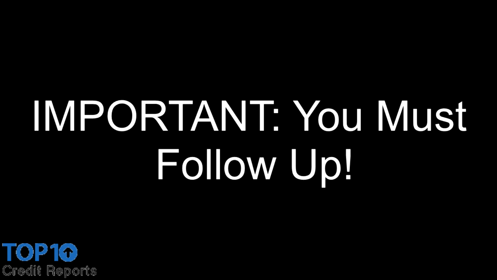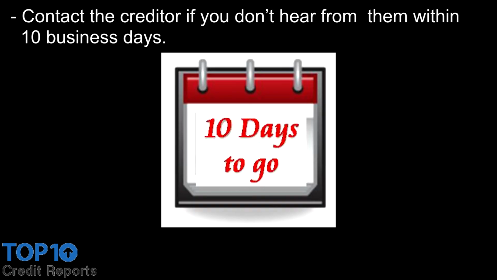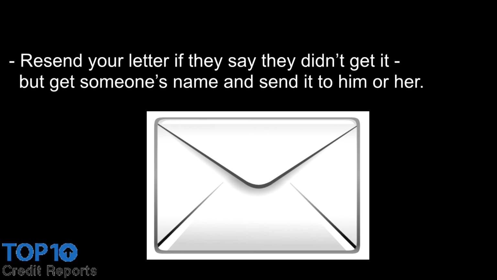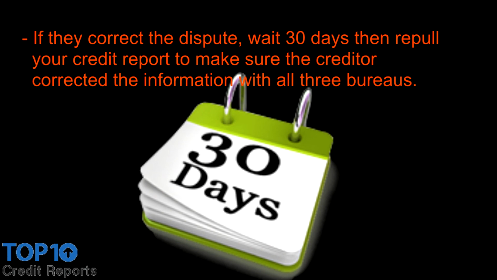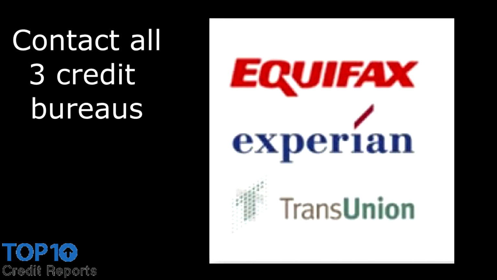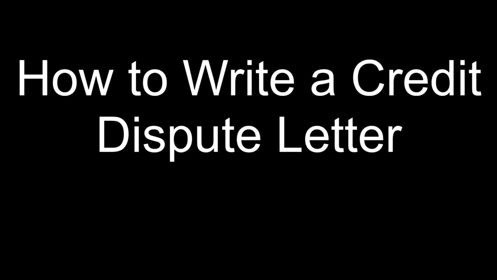Once your letter has been sent, you must follow up with the creditor or the credit bureaus. Contact the creditor if you don't hear from them within 10 business days. Resend your letter if they say they didn't get it, but get someone's name and send it to him or her directly. If they correct the dispute, wait 30 days, then re-pull your credit report to make sure the creditor corrected the information with all three credit bureaus. If not, then write another credit dispute letter to the credit bureaus, but enclose a copy of the creditor's correction letter to you. Remember, there are three credit bureaus and you may need to contact them all.